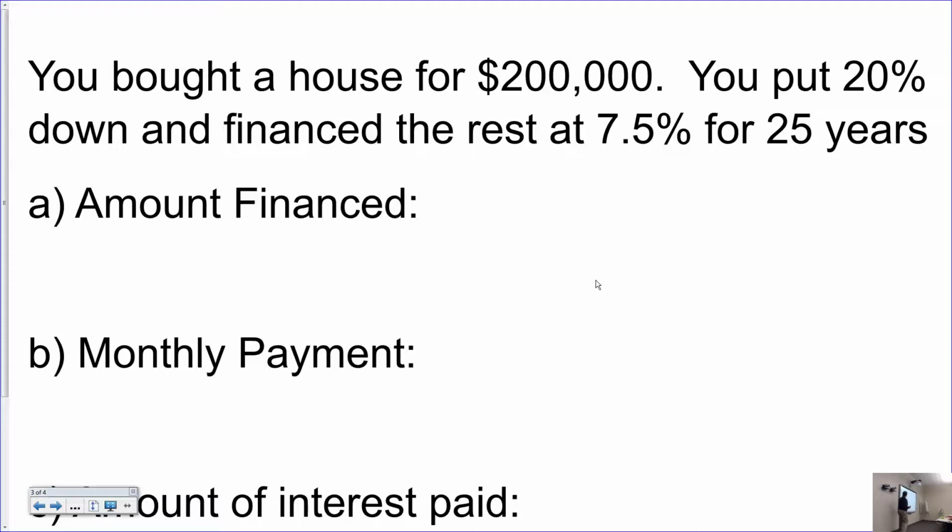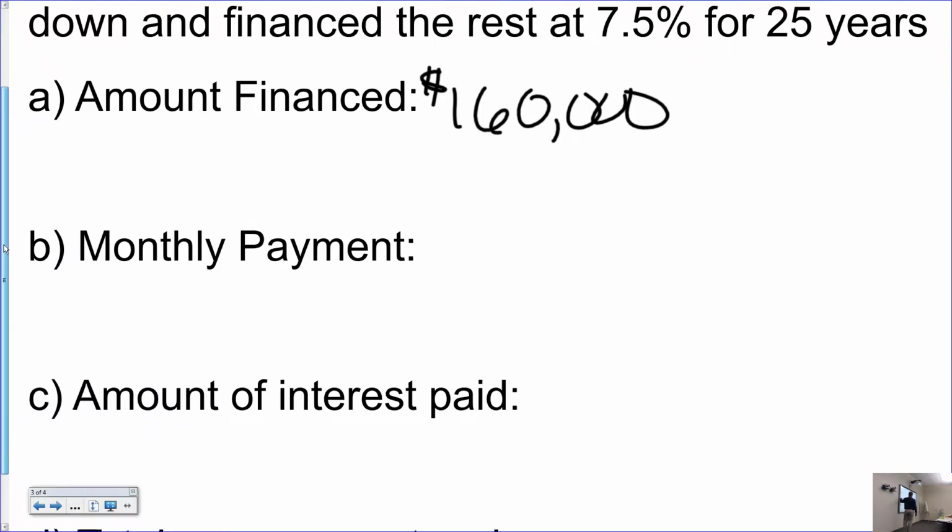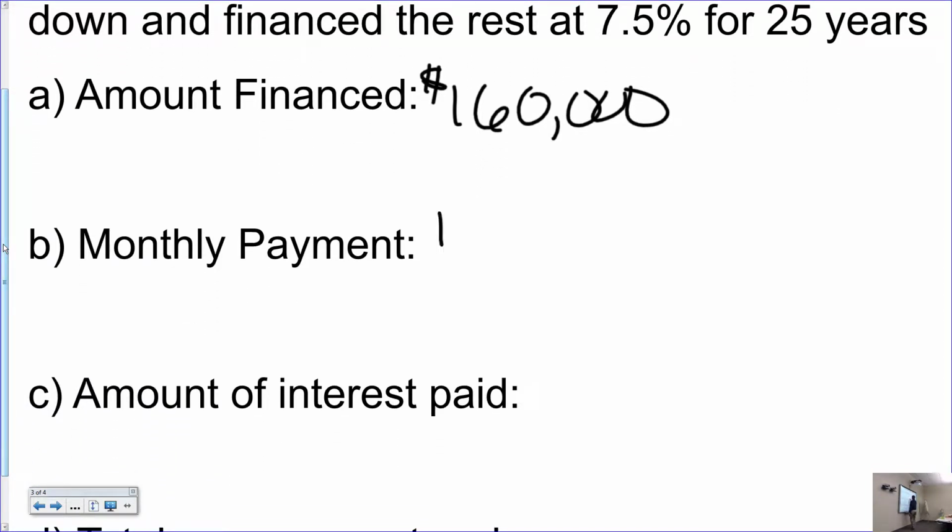So, how much do we borrow in this next purchase? Again, 20% of 200,000 is 40,000 bucks. So we borrowed 160,000. What's our monthly payment going to be?